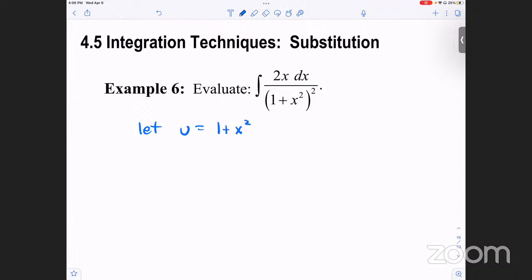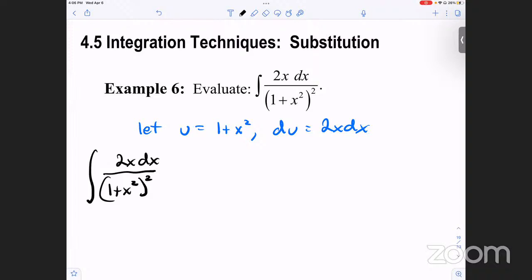Let u be 1 plus x squared. So then our du is going to be 2x dx. So you've got your 2x dx. Let's make those substitutions and see what happens. This one's a little bit different than the previous. On bottom, we have this 1 plus x squared under 2x dx, and we're taking the integral of this expression.